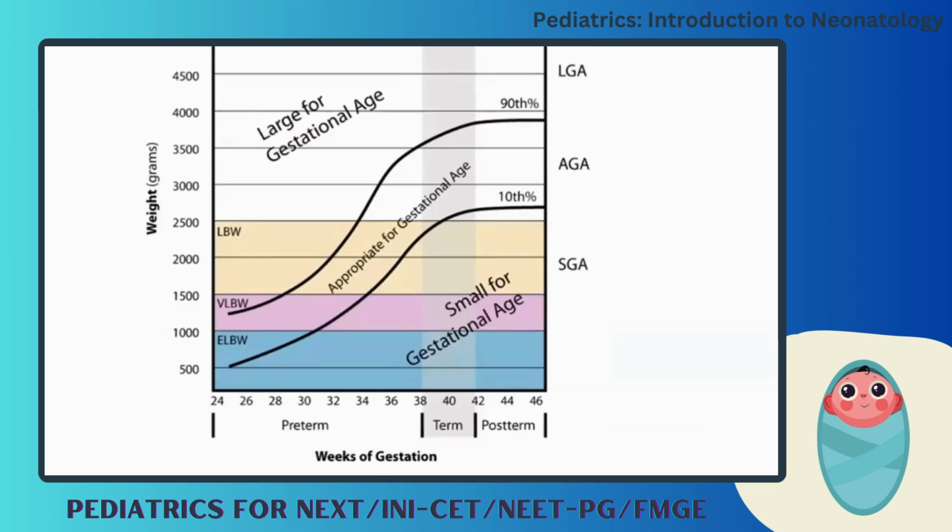So again, term gestation, 37 to 42 weeks. Don't need to copy this flow chart. Just write SGA, LGA, and AGA. That alone is enough.